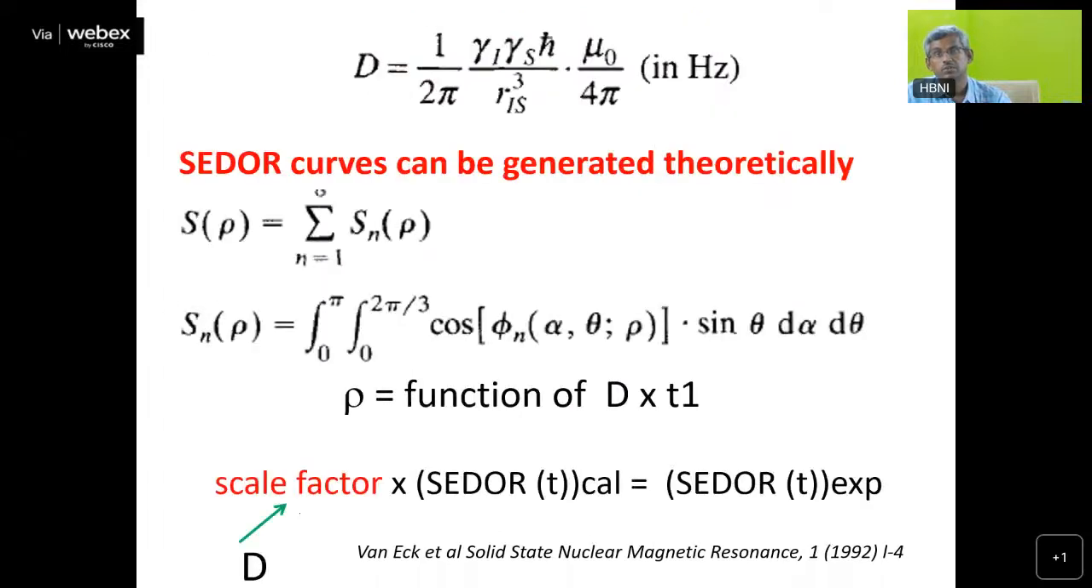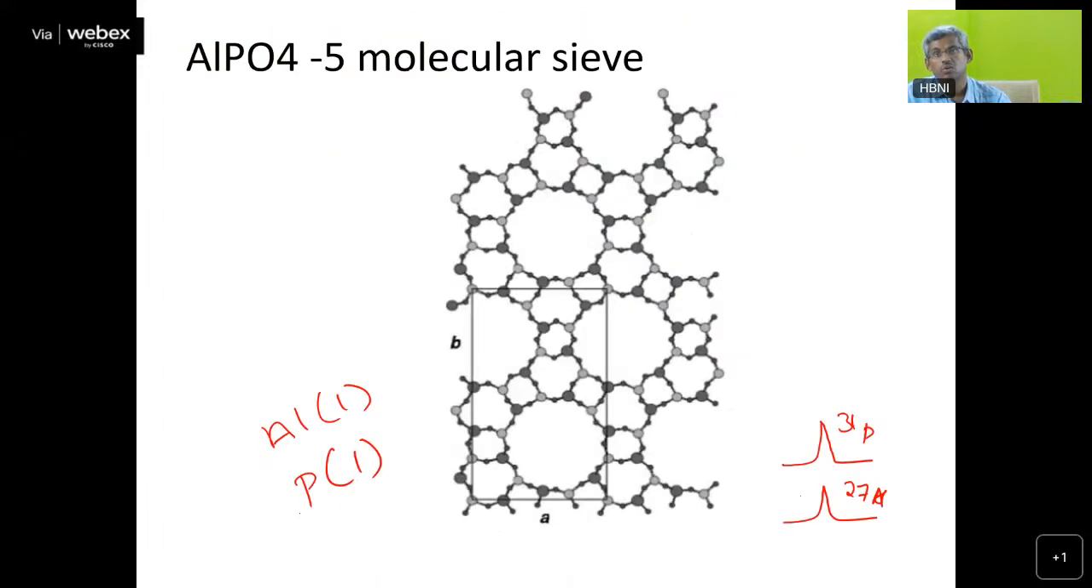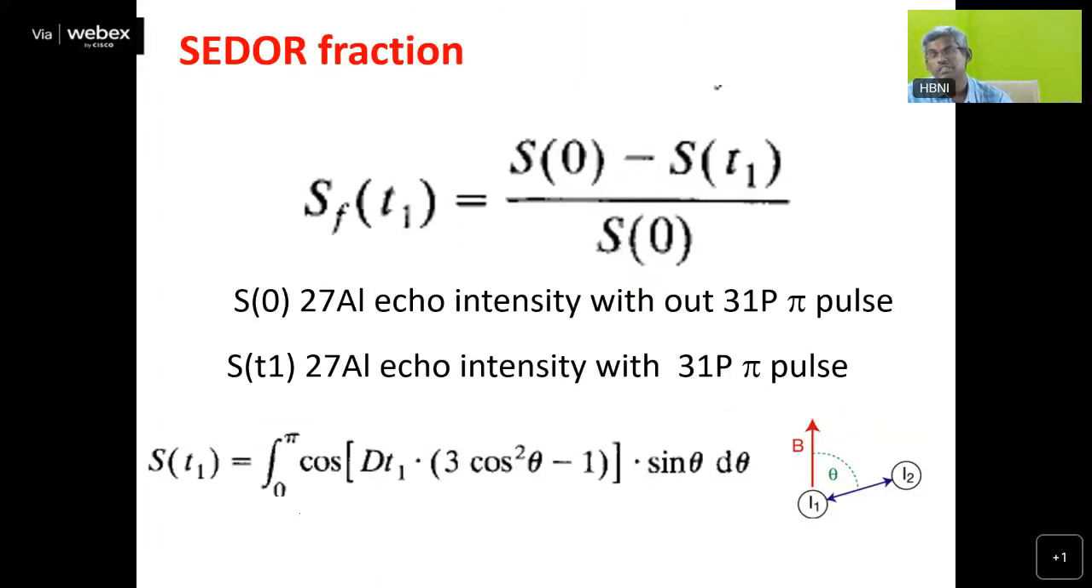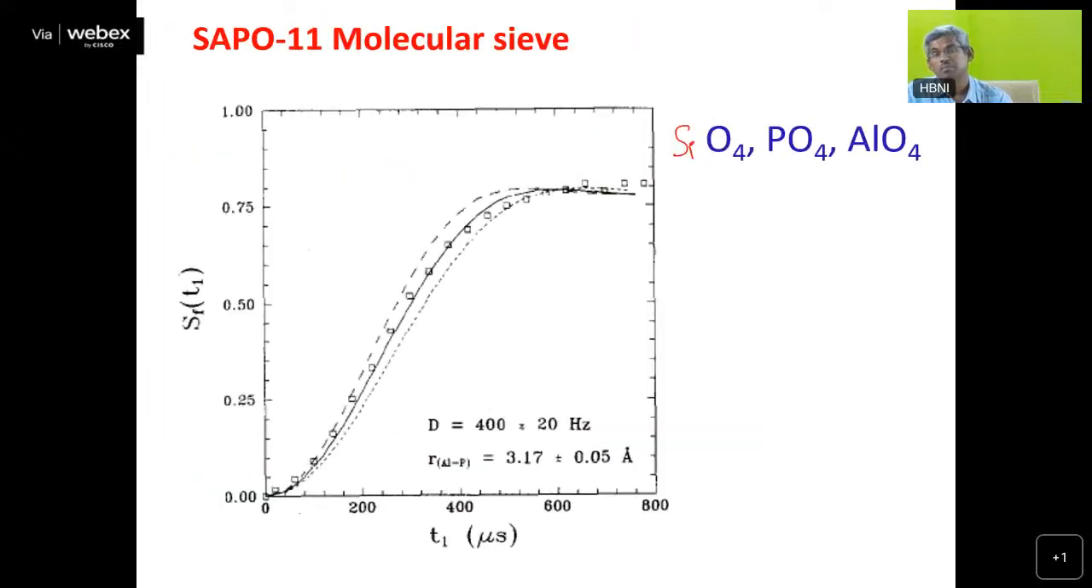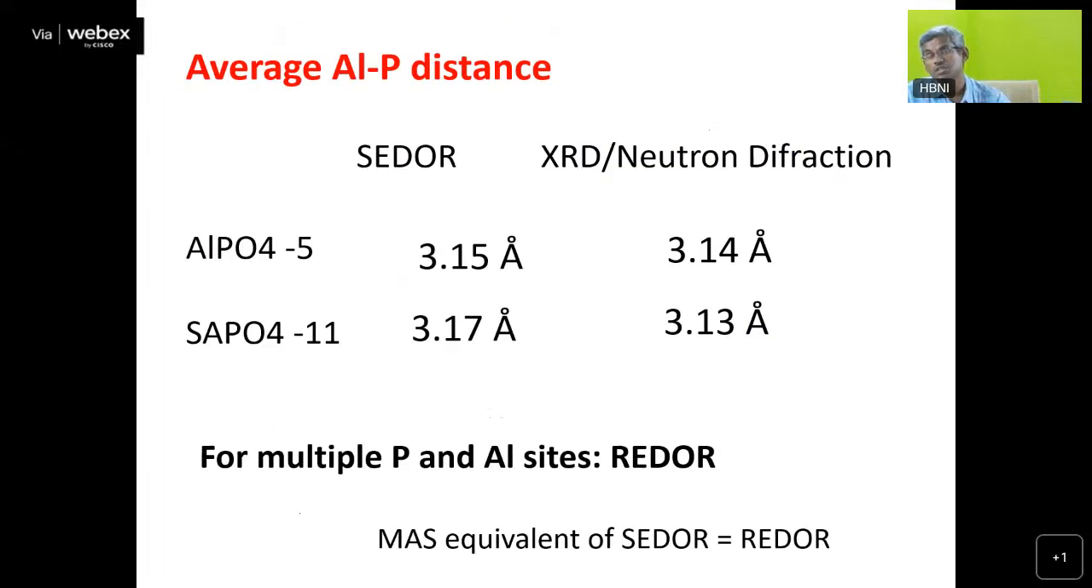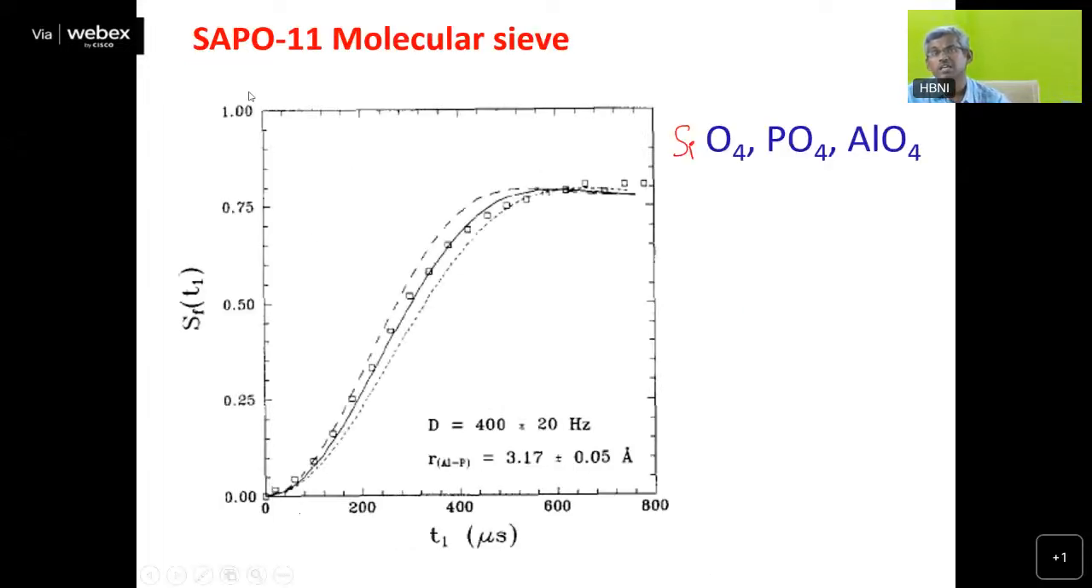Let us discuss what REDOR gives now. REDOR answers many of the problems with respect to the multiple sites, multiple environments around phosphorus and aluminium. Before going to REDOR, just one point I missed, I thought I will indicate it to you. In SAPO-11 we have got silicon, we have got aluminium, SiO4, we have got PO4, we have got AlO4.